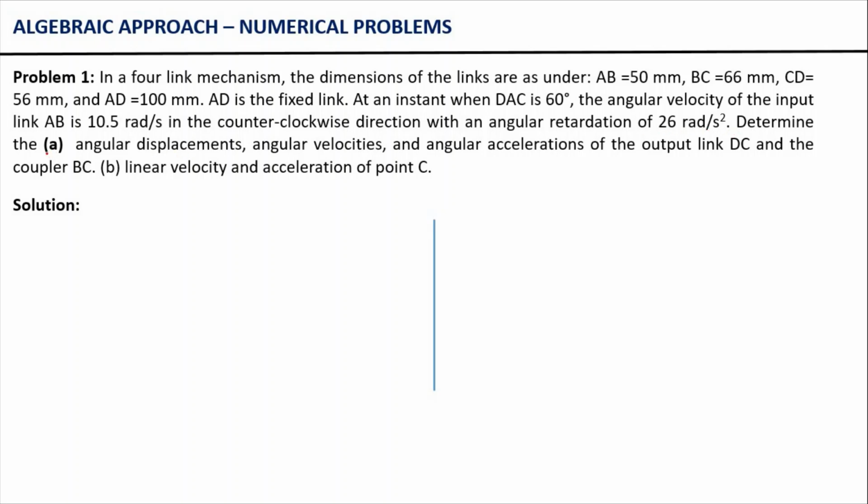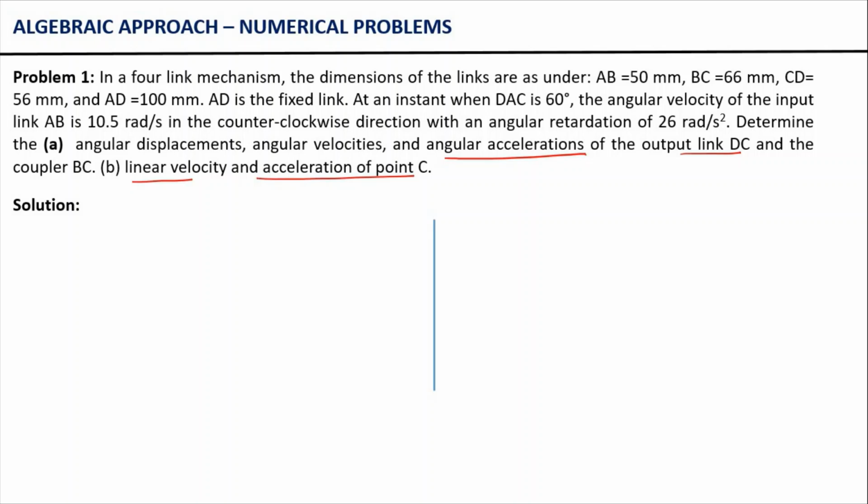Now what we need to determine: first, angular displacements, angular velocities and angular accelerations of the output link DC and coupler BC. Second, linear velocity and acceleration of point C. The numerical problem which we have considered here is similar to the one which we took for the graphical approach. Now let us solve this numerical problem using the analytical approach, and in the end we will compare the results obtained with the analytical and graphical techniques.